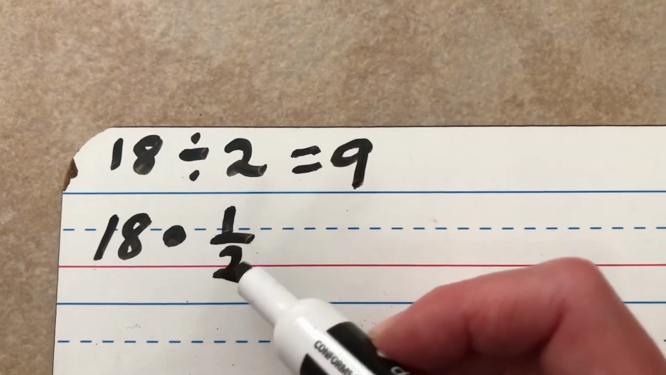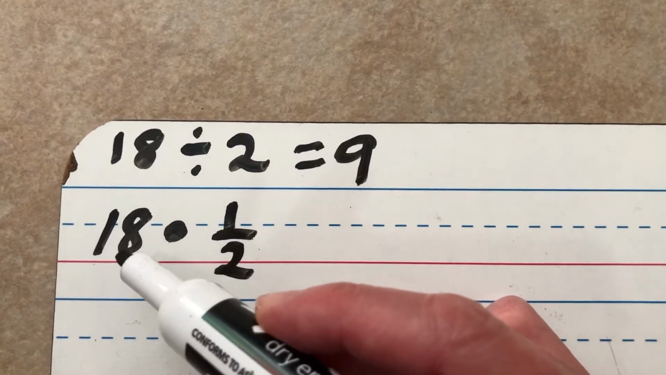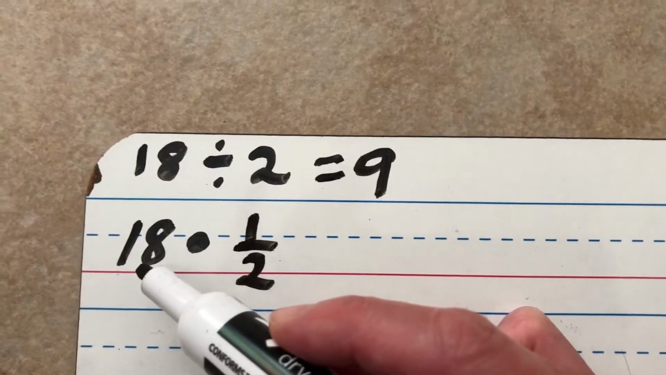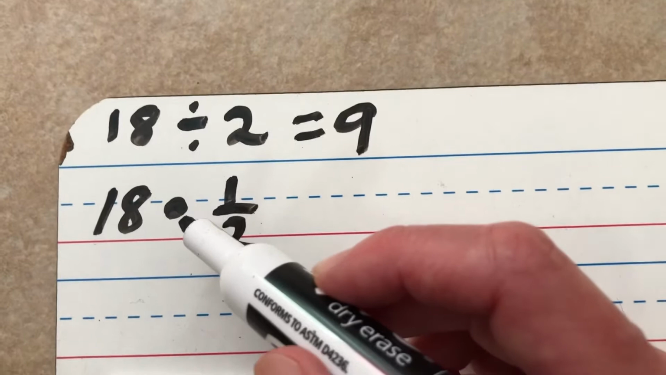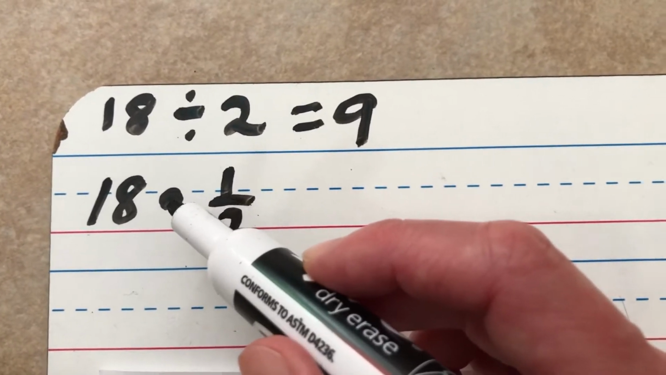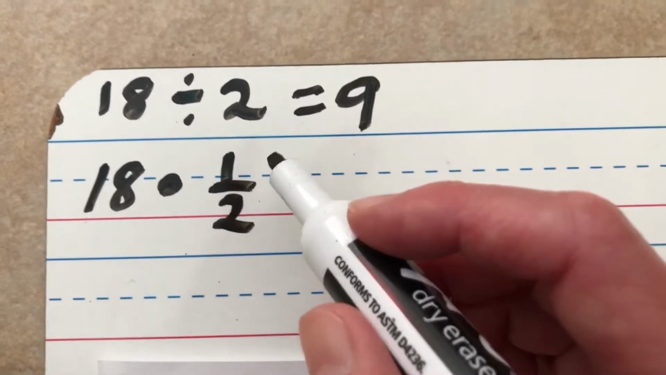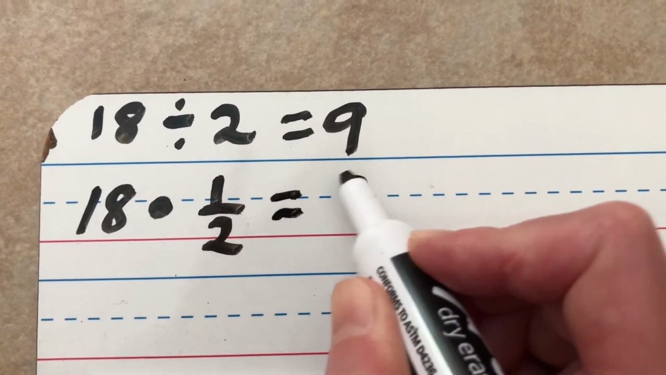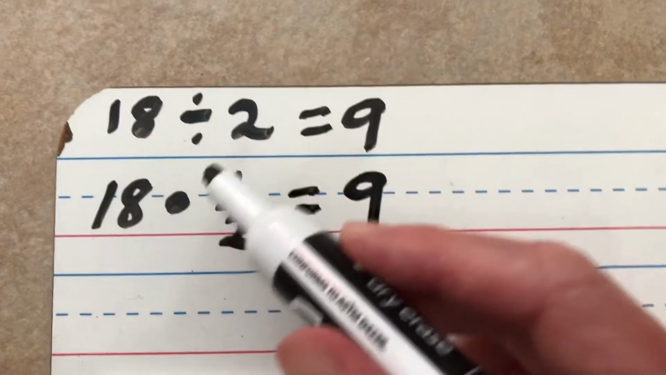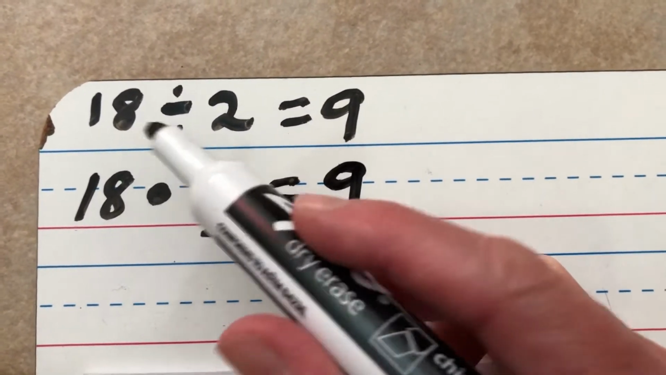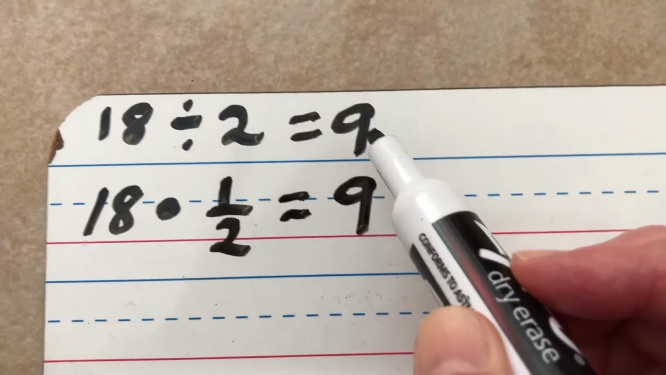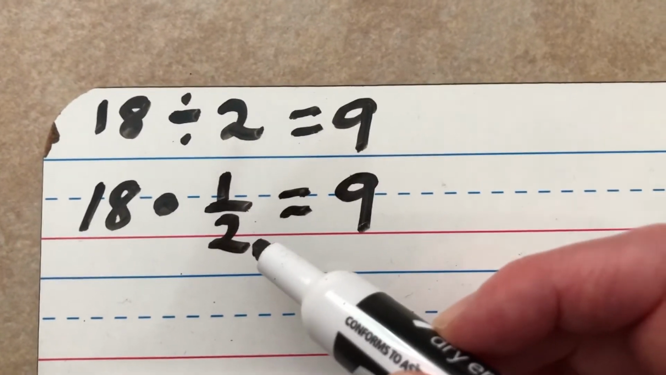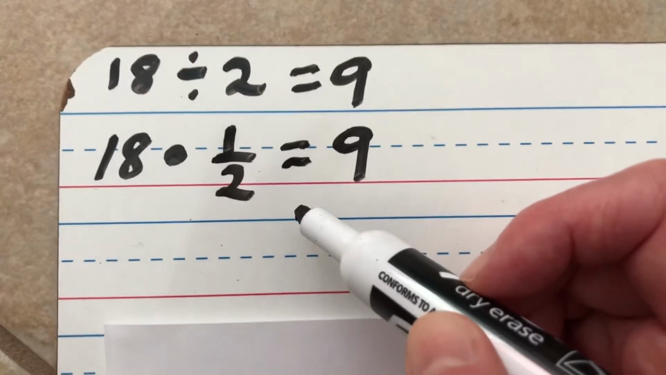If we take half times 18, that's the same as saying half of 18, because in math, multiplication means "of" in English. So half of 18 is 9. So here's an example that illustrates how 18 divided by 2 gives you the same answer as 18 times 1/2. So these two are equivalent.